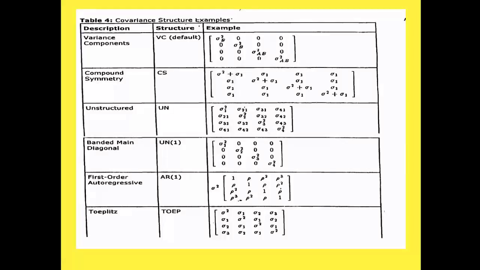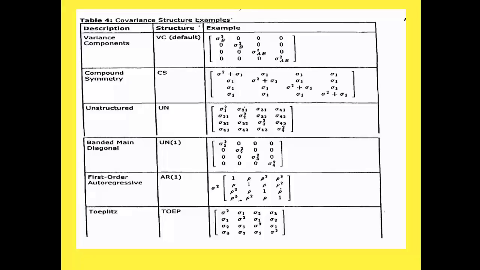The first order autoregressive, this part of it is the correlation structure. When you multiply it by sigma squared, you're getting the covariance structure. Correlations are rho squared, rho cubed. Okay. Now you notice Toeplitz. Just to show you Toeplitz, see Toeplitz, sigma squared, sigma.